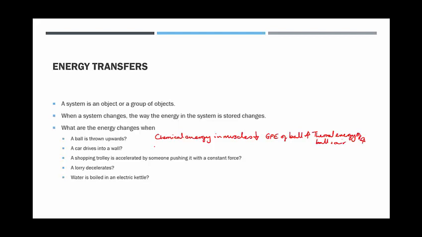Okay, when a car drives into a wall, there we're starting off with the car having kinetic energy. So the kinetic energy of the car is going to decrease, and that energy is going to be transferred into the car and surroundings, so the wall, the ground, etc., and the air around it, as thermal energy. So the thermal energy stores of all those things is going to increase.